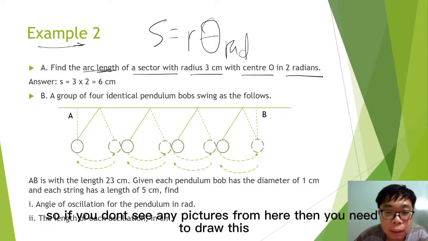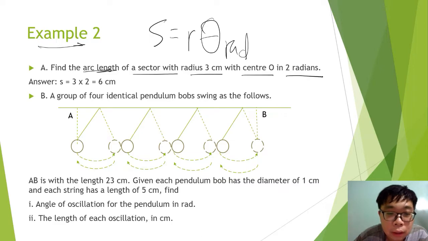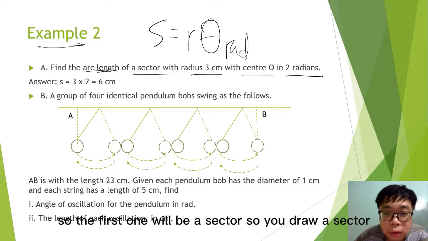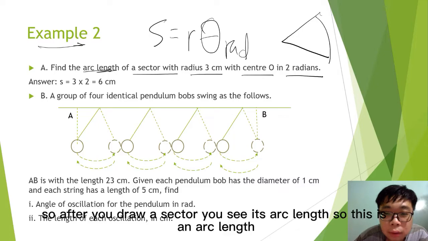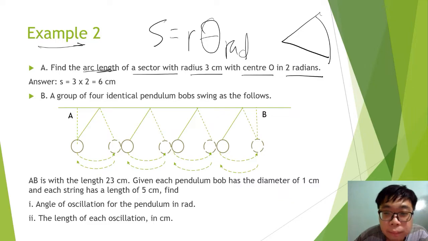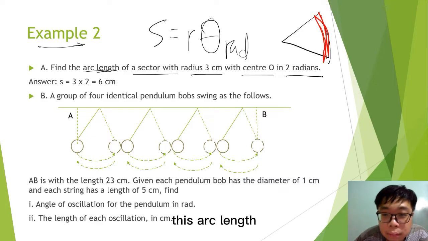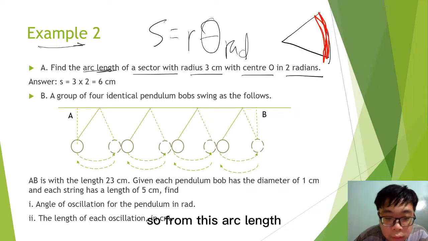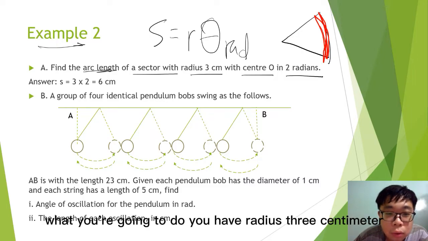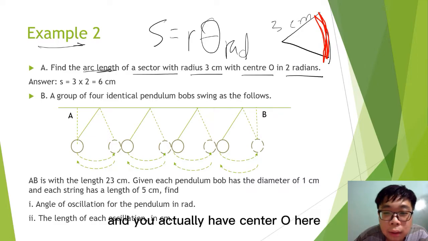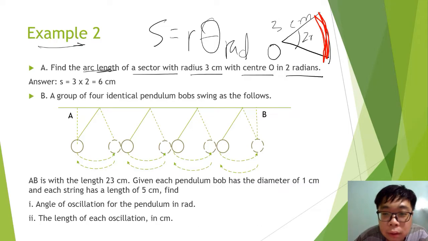Okay, if you don't see any picture here, you need to draw it. First you need a sector, so you draw a sector. After you draw it, you see the arc length. This is actually the length that you want to find. From this arc length, you have a radius of 3 centimeter, and you have center O here, and you have 2 radian.